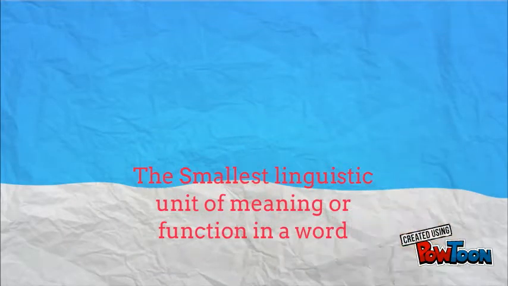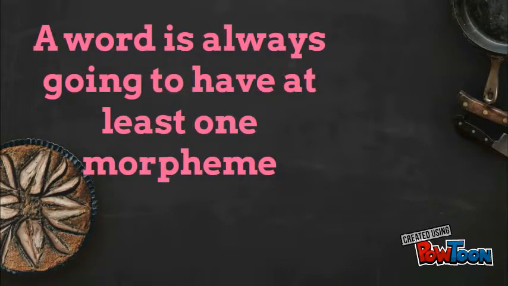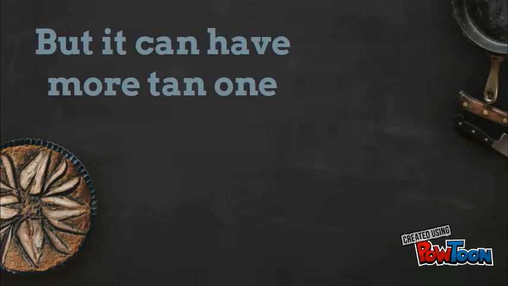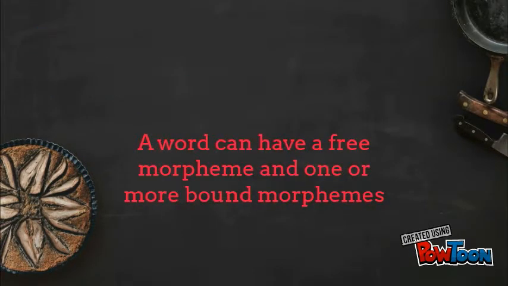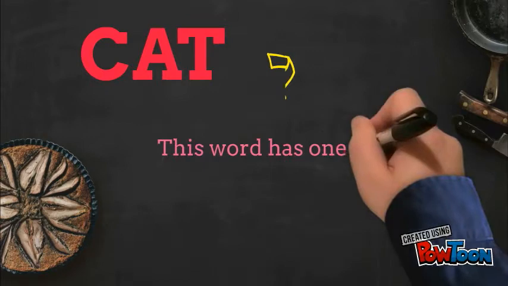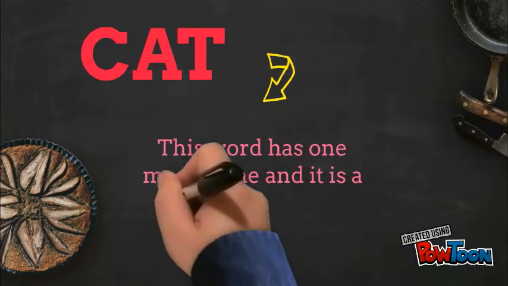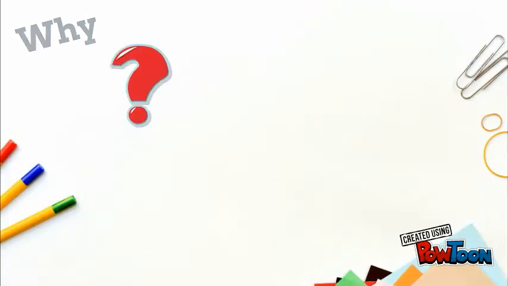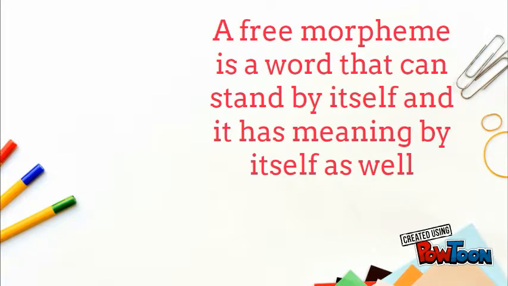So any word is always going to have at least one morpheme, but it can have more than one. Now, a word can have a free morpheme and one or more bound morphemes. Check the following example. The word cat. This word has one morpheme and it is a free morpheme. Why? Because a free morpheme is a word that can stand by itself and it has meaning by itself as well.